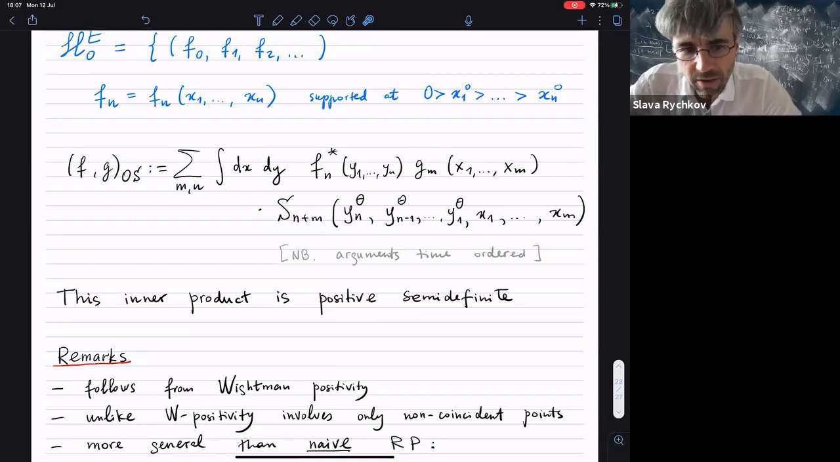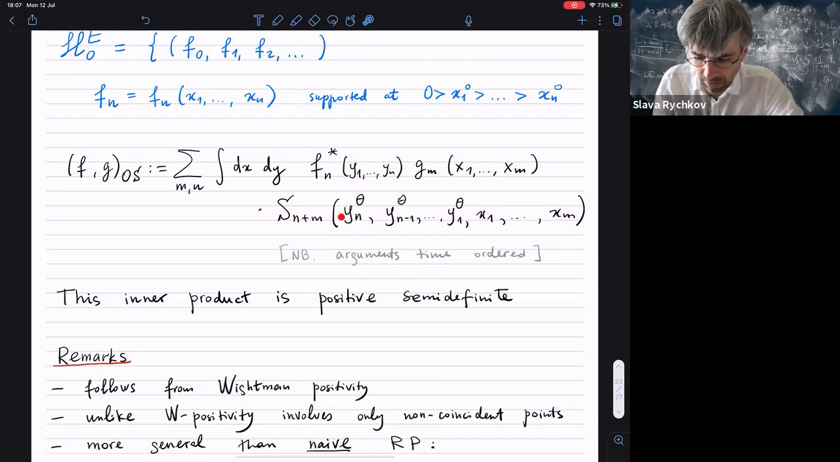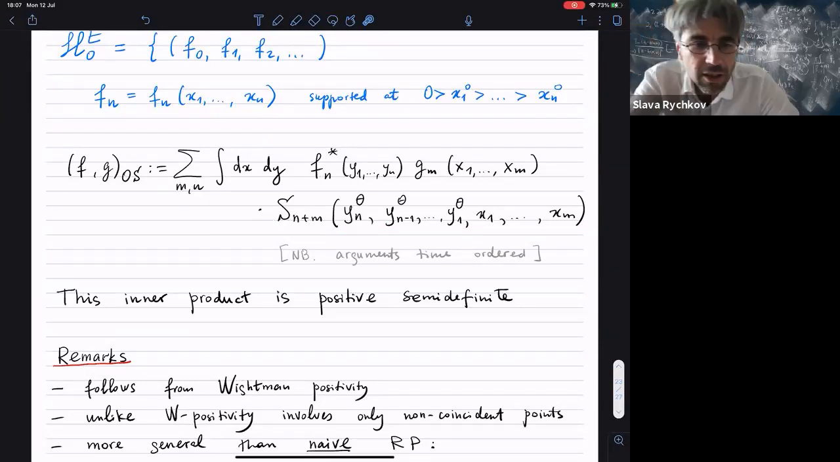So even though this is a consequence of Wightman positivity, it has one very important difference. In the Wightman positivity, because it did not involve these reflections, you had an integral which was going through the coincident points. So necessarily the Wightman positivity condition involves an integral of Wightman functions across coincident points.